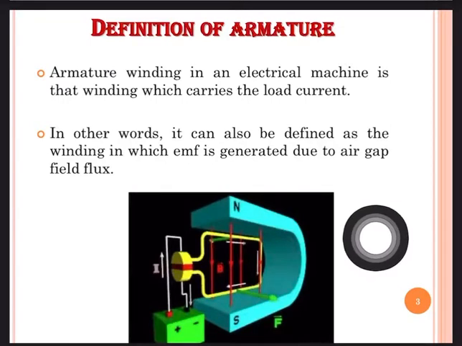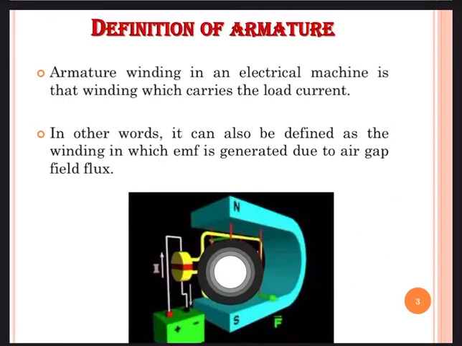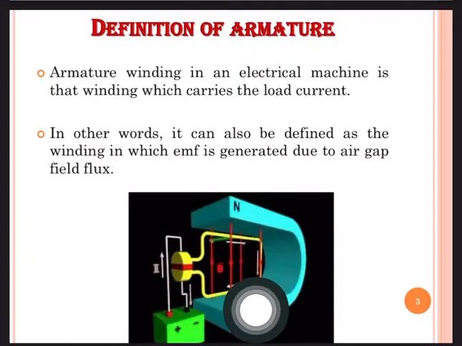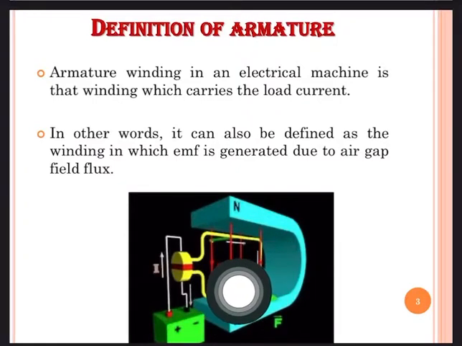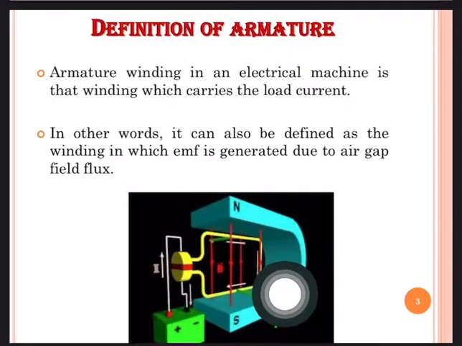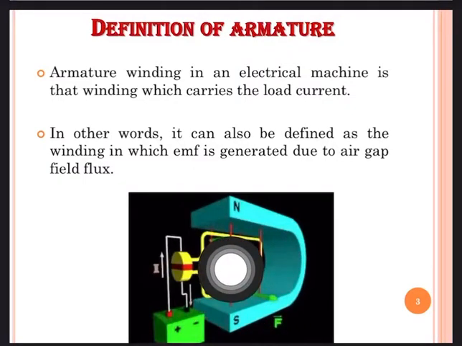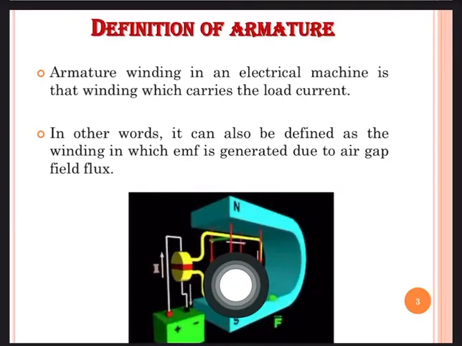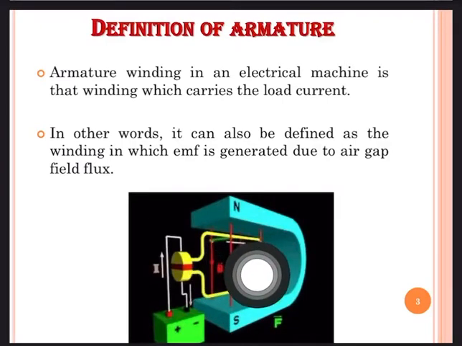So this yellow portion is called the armature, because in it the load current will flow or an EMF will be induced. That's why it is called armature.